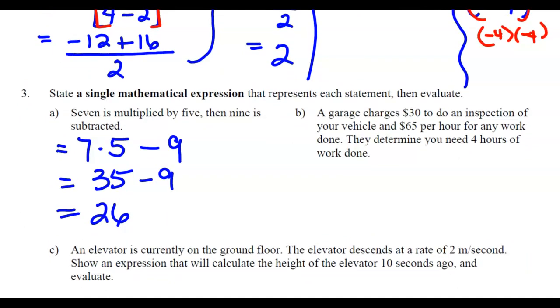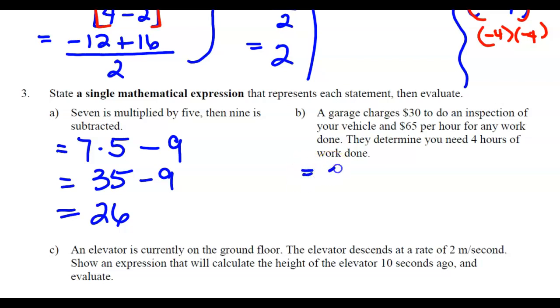Okay, so B, a garage charges $30 to do an inspection of your vehicle and $65 per hour for any work done. They determine you need 4 hours of work done. So basically, you've got to figure out the total cost of that.